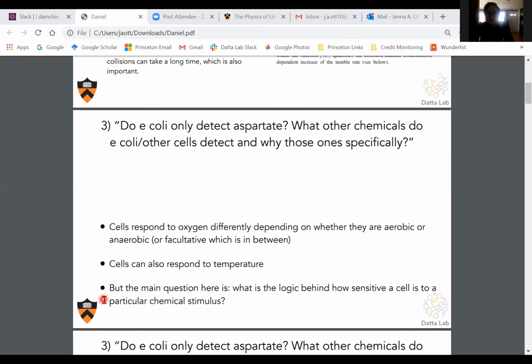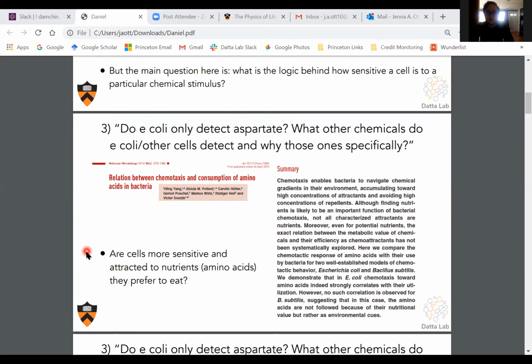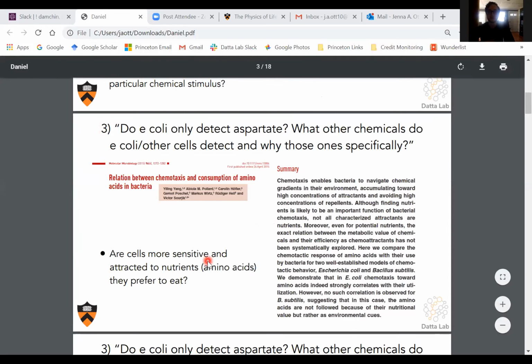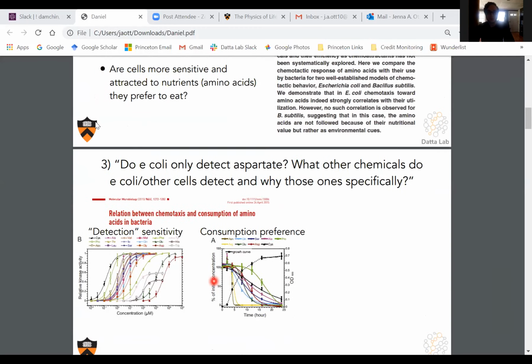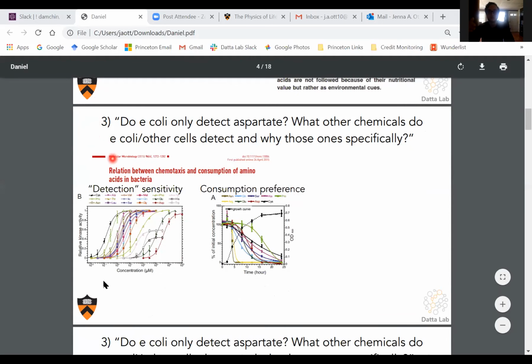Could you scroll down? Here a group under Viktor Sourjik really explores this idea of, are cells truly attracted to the things that they can consume most easily and find the most tasty? I'll spare you the entire paragraph summary, which I found useful, but I can walk you through it in the next slide with the key result, which is they looked at the response to various amino acids and measured how sensitive cells were to the detection of these amino acids.